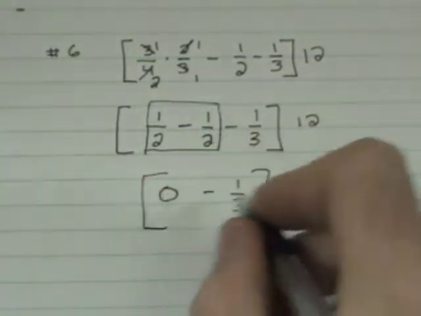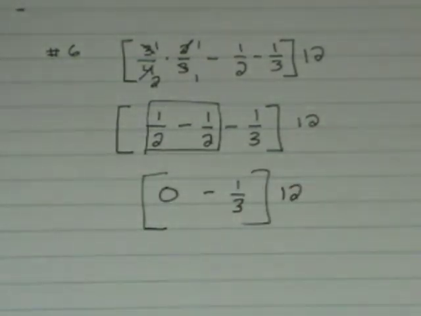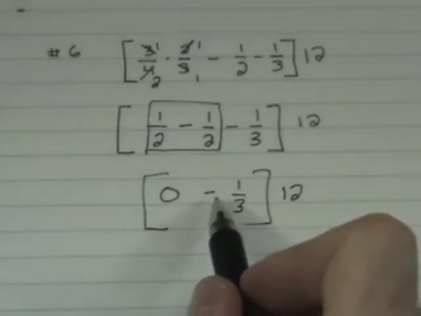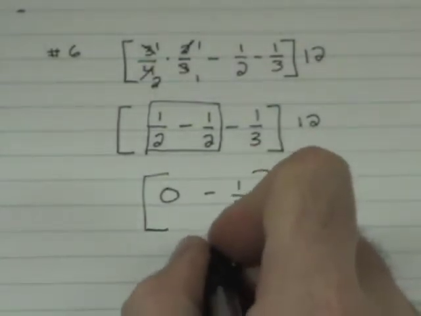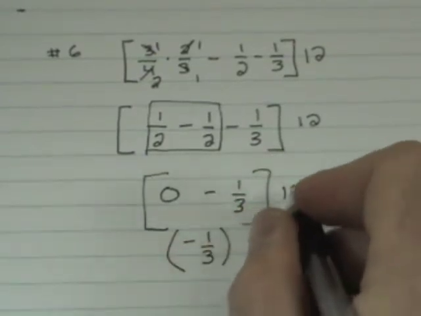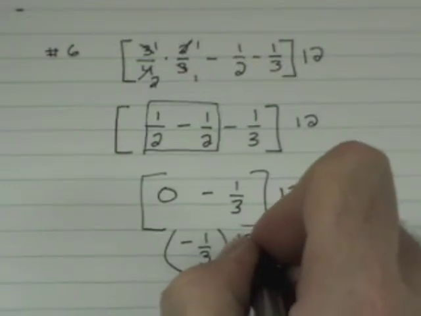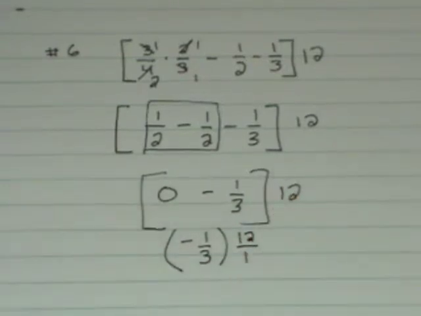And again, I want to rewrite everything that's in the expression. I don't want to lose anything. 0 minus 1/3 would be negative 1/3. And then I've got this 12. This 12 implies multiplication, so I am going to turn the 12 into an improper fraction at this point.